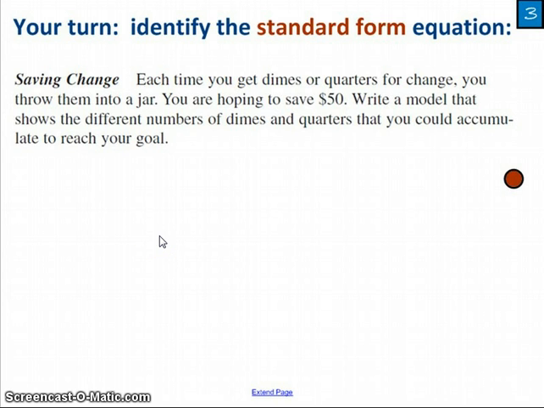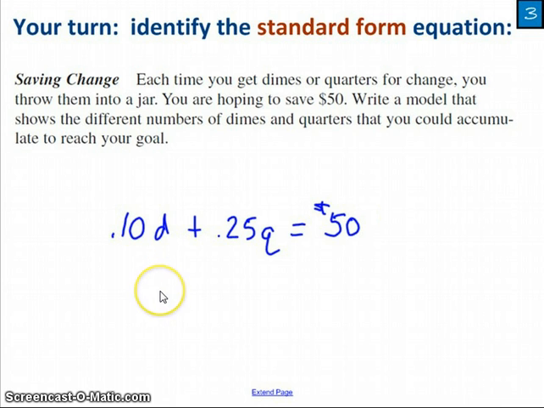Okay, I'm going to assume that you did that, and here's the answer that I was looking for. 0.10, you could have said 0.1, times all the dimes, in other words 10 cents for every dime, plus 0.25, or in other words 25 cents for every quarter. Collectively, those are going to equal your goal of $50. If you're not seeing how to turn this story into that equation, come and ask me, and I'll give you some more sample problems. I'll help you work through a few, and I'll give you more that you can do.